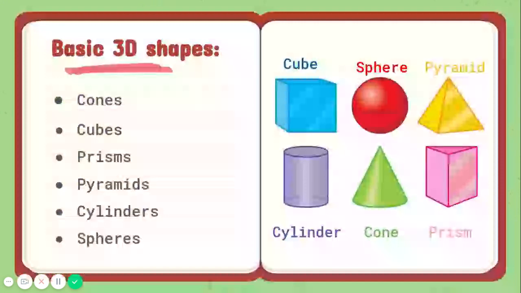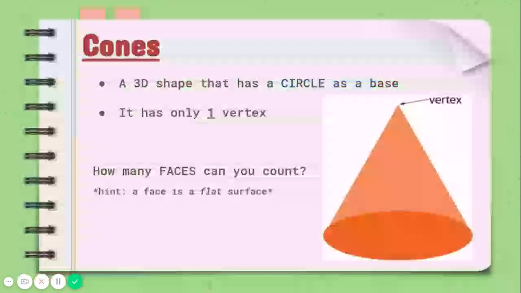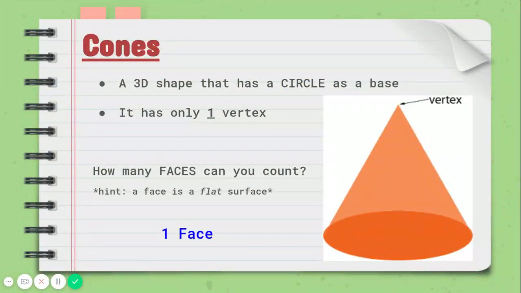Your most common three-dimensional shapes are cones, cubes, prisms, pyramids, cylinders, and spheres. A cone is a three-dimensional shape that has a circle as a base. It only has one vertex. How many faces can you count? Hint: a face is a flat surface. There's one face in a cone.